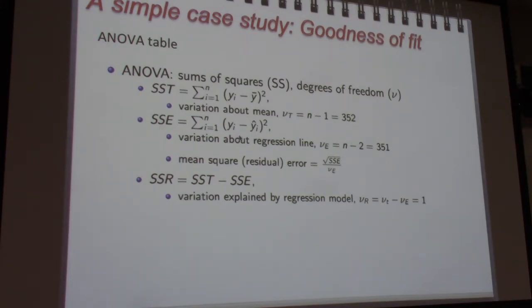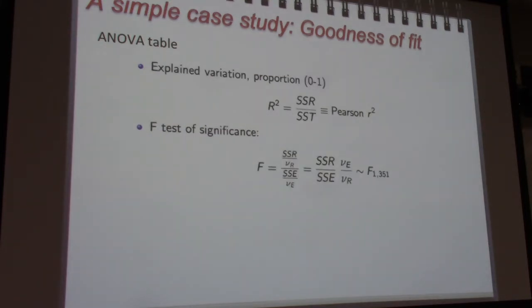The error sum of squares measures the residual variation around the best fit line. Okay, so that's called the error sum of squares, and to get the best fit line I have to estimate two parameters, beta naught and beta 1, so I've lost 2 degrees of freedom, 351 degrees of freedom remaining. The difference between those two numbers, SSR, is the variation that's explained by the model. Okay, and it has 1 degree of freedom, which is just the difference between the corresponding degrees of freedom for each of the components. And with these three sums of squares, I can generate some helpful statistics.